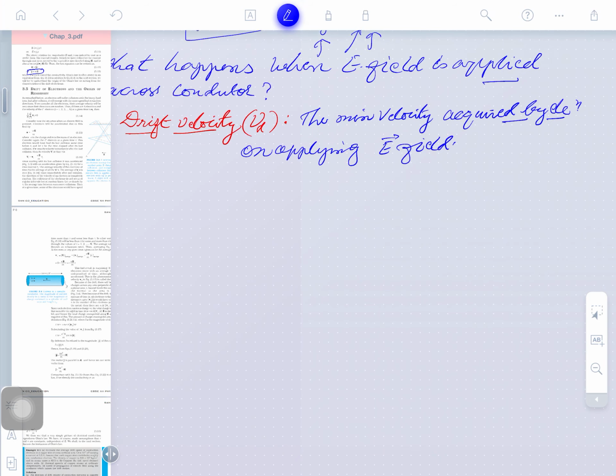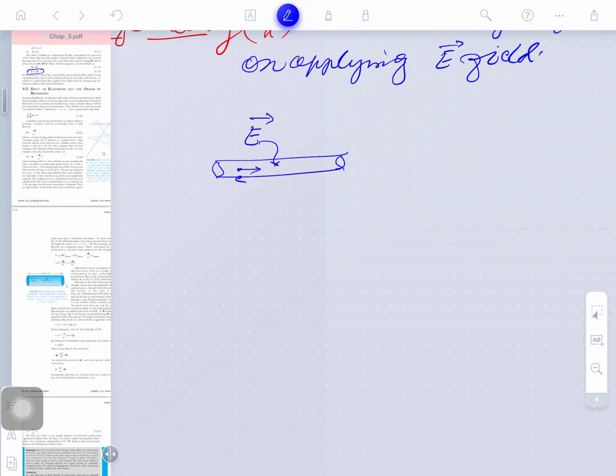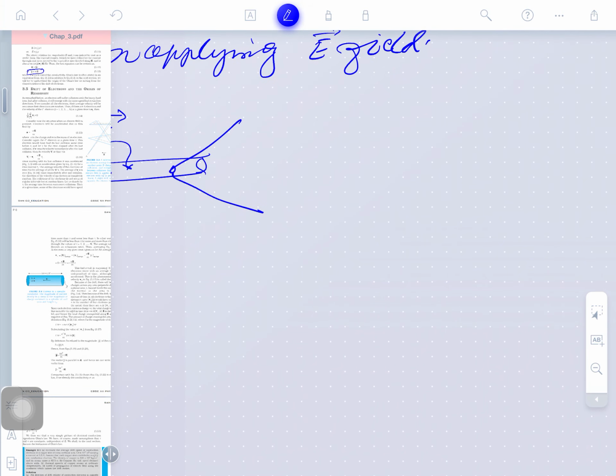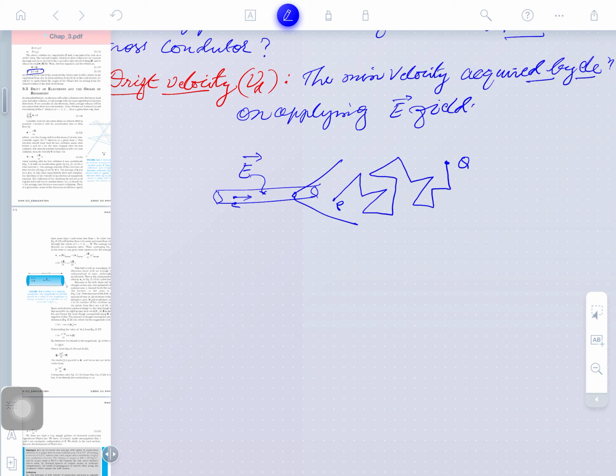So we need to find out the drift velocity. We are taking here a conductor. Is that clear, guys? The conductor is there, and we have applied the electric field. Suppose the electron moves from low potential to high potential. I'm just showing you the microscopic view, so you may see how this is happening. The electron travels from this place to this, comes back, and finally reaches this point. It starts the journey from P to Q. This is the zigzag motion of the electrons that takes place here.